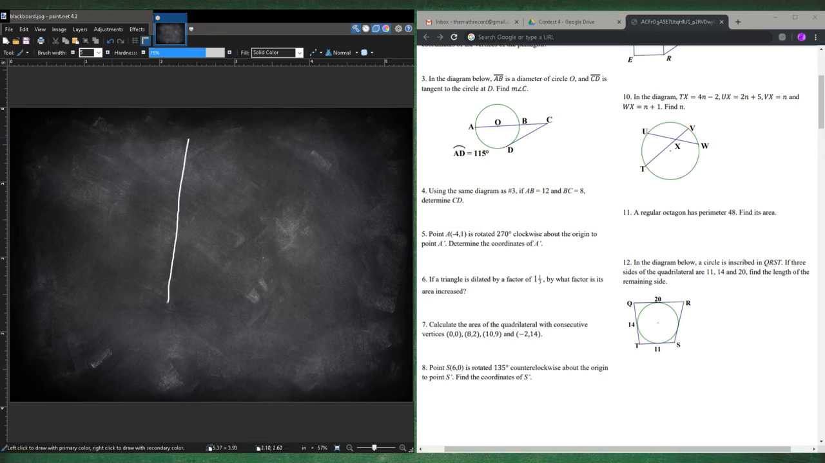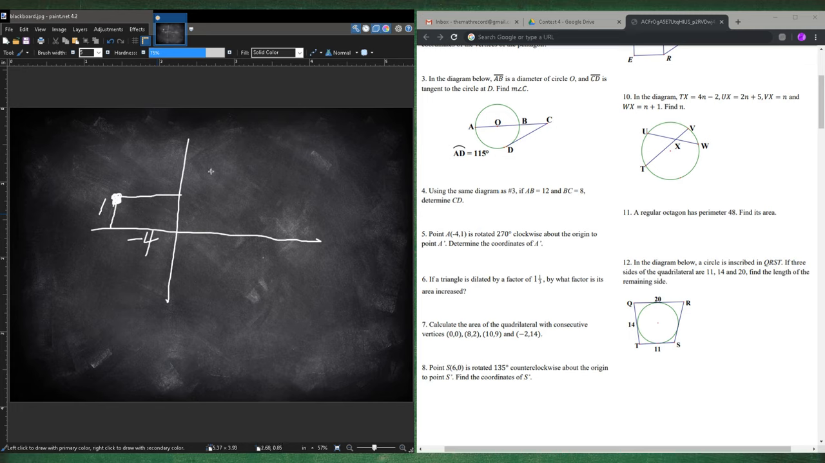Okay, let's draw a diagram of this. So you have negative 4 and 1, so you have somewhere around here. And you have to go clockwise, so you have to go this way, basically. Let's just draw this out, like a rectangle-ish. So you have something like here. So you have negative 4 and you have 1.